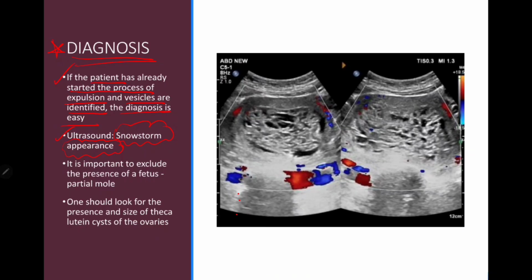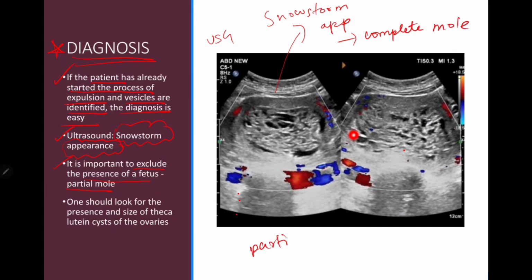So we finished the ultrasound snowstorm appearance. This snowstorm appearance on ultrasound is usually seen in a complete mole. And very important, in a partial mole, it is important to exclude the presence of a fetus.